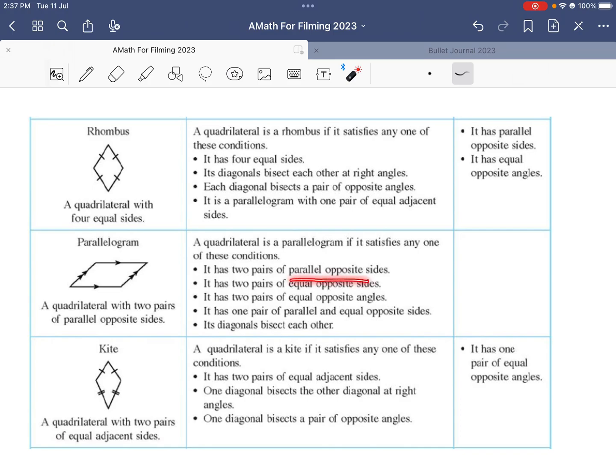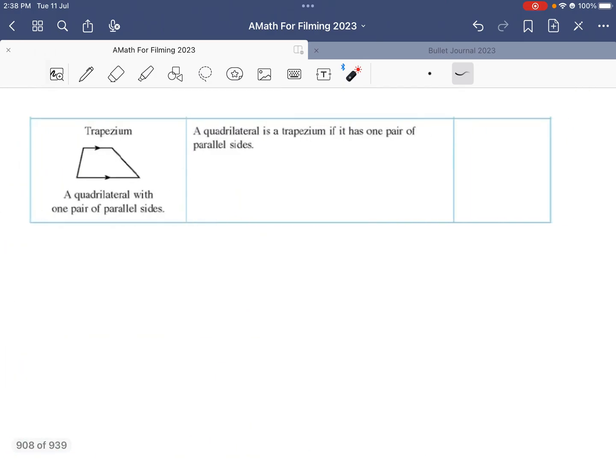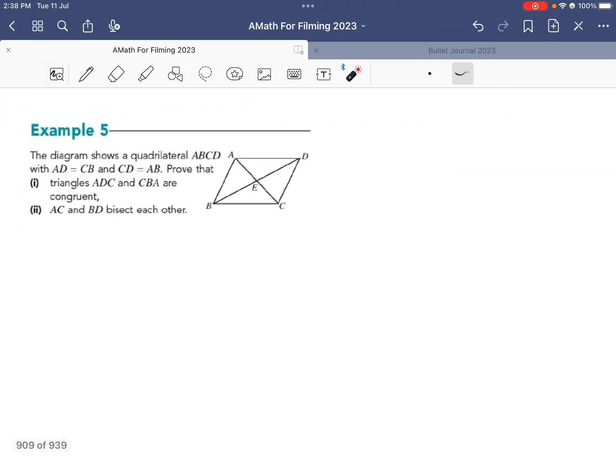For the parallelogram, for example, if you prove that there are two pairs of parallel sides or two pairs of equal opposite sides, you can prove it's a parallelogram. For a kite, what we have is two pairs of adjacent sides are equal. So like this and this are equal, or this and this are equal, or the diagonal bisects a pair of opposite angles. So if you have a diagonal like this, this angle is equal. If a diagonal like this, these two angles are equal. And for a trapezium, that's the simplest one. If you are able to prove that a pair of opposite sides are parallel, then you have very easily proven that a shape is a trapezium itself.